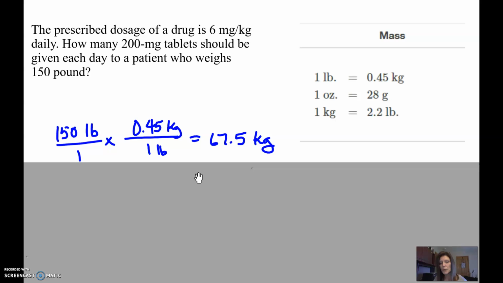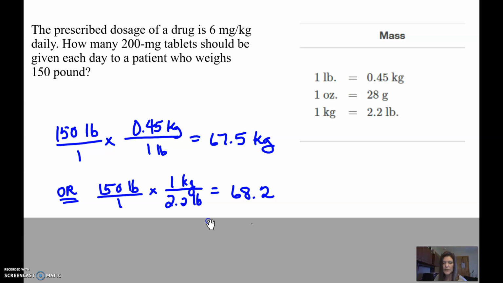If I use the top one, 1 pound to 0.45 kilograms, this is how I would set it up. 150 pounds over 1 times the 0.45 kilograms over the 1 pound. So the pounds cancel, and in this case, I have a multiplication problem, and I get approximately 67.5 kilograms. However, if I had used the bottom conversion factor here, the 1 kilogram is 2.2 pounds, I would set it up slightly differently. I would start with my 150 pounds over 1 times, this time I have the 1 kilogram on top, the 2.2 pounds on the bottom, so I would be dividing to get my answer, and in this case I get about 68.2.